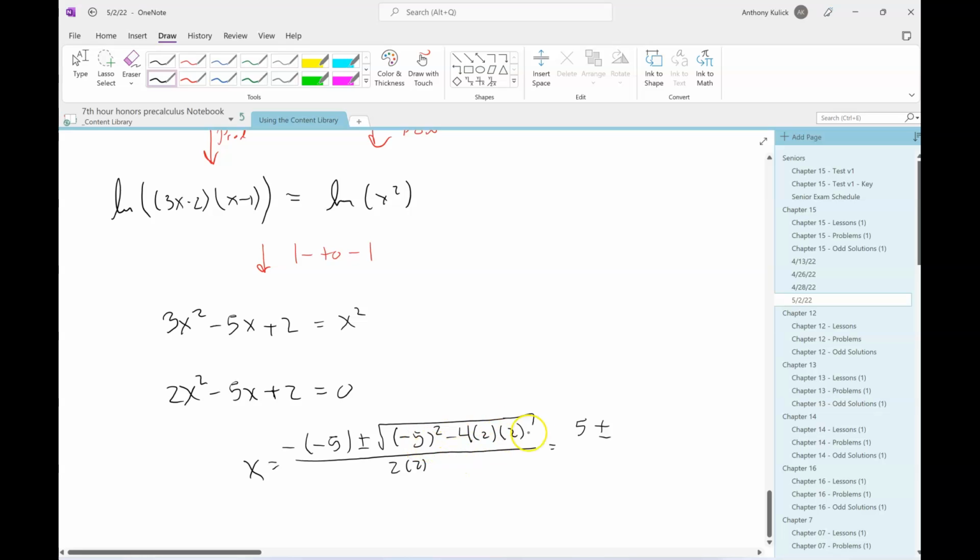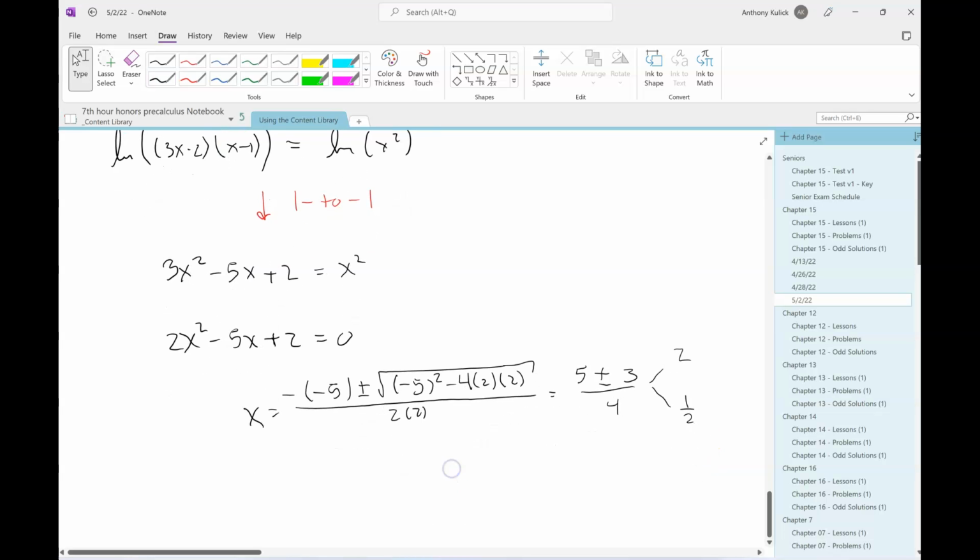5 squared is 25, minus 16 is 9. The square root of 9 is 3. 5 plus 3 over 4 is 8 over 4, or 2. 5 minus 3 over 4 is 2 over 4, or 1/2. So I'm done, right?